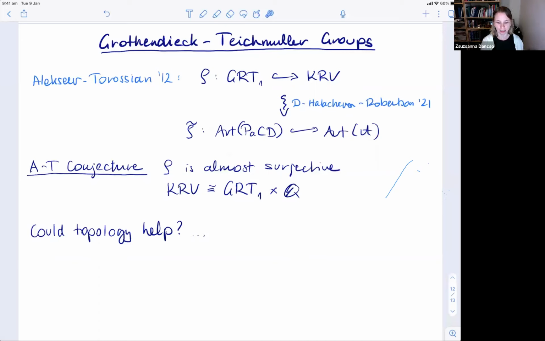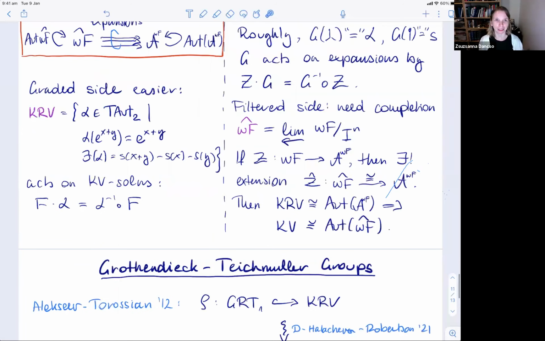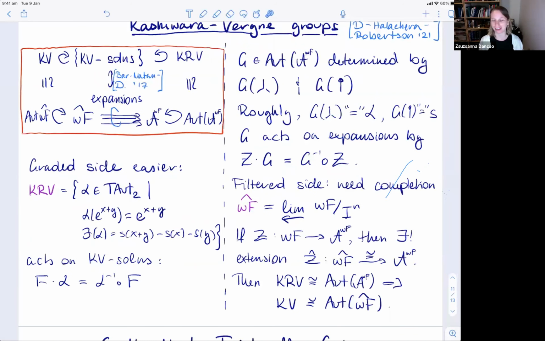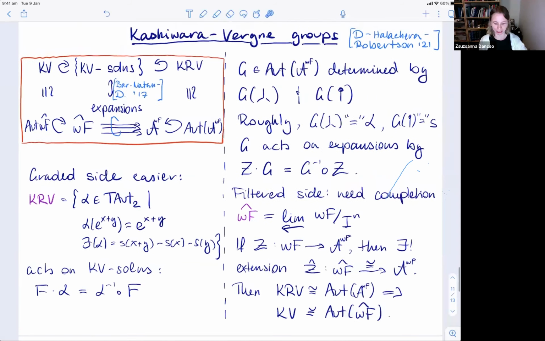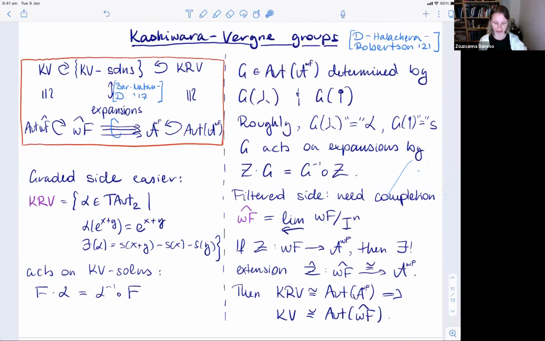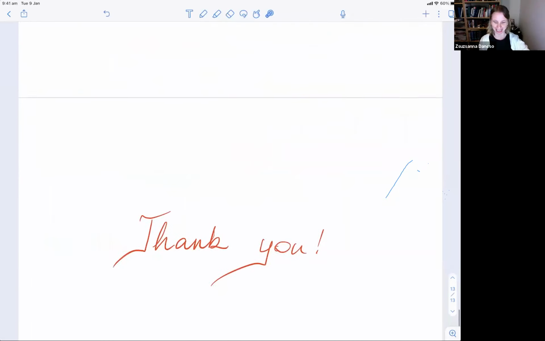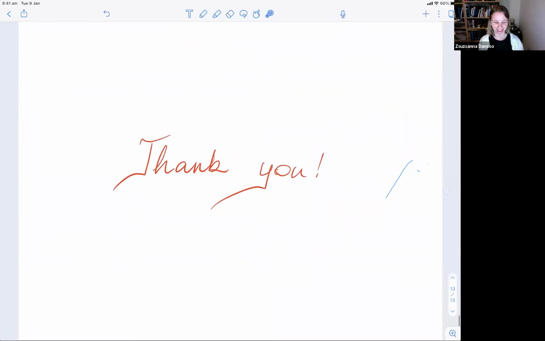So they conjecture that the group KRV is isomorphic to the group GRT1 cross just a line. And well, it's an open problem, but possibly topology could help solve it, even though I've thought about it a little and so far have not gotten very far, but it's one possible avenue to attack that. And that's all I wanted to say.